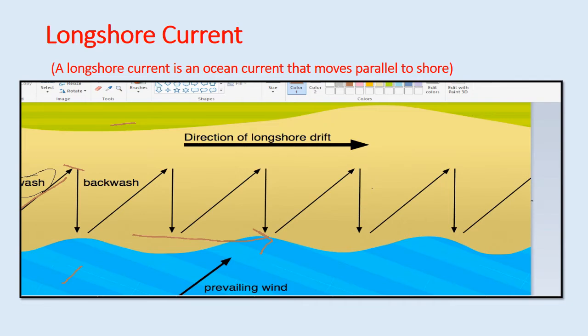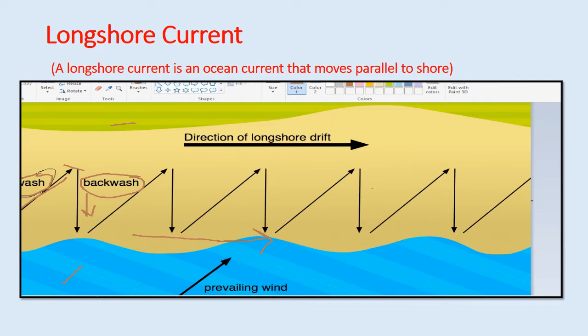When the waves come or approach the beach, suppose this is swash coming from the ocean and approaching the beach at an angle, and the swash carries the material along the beach, and that is backwash. This backwash is moving back down the beach and carries material towards the ocean.